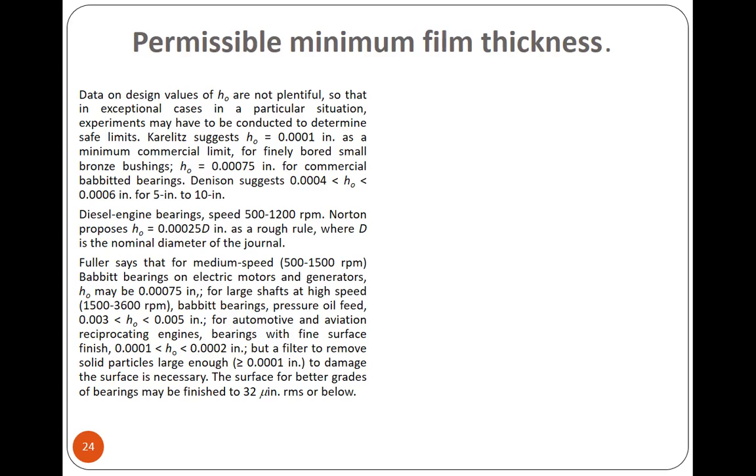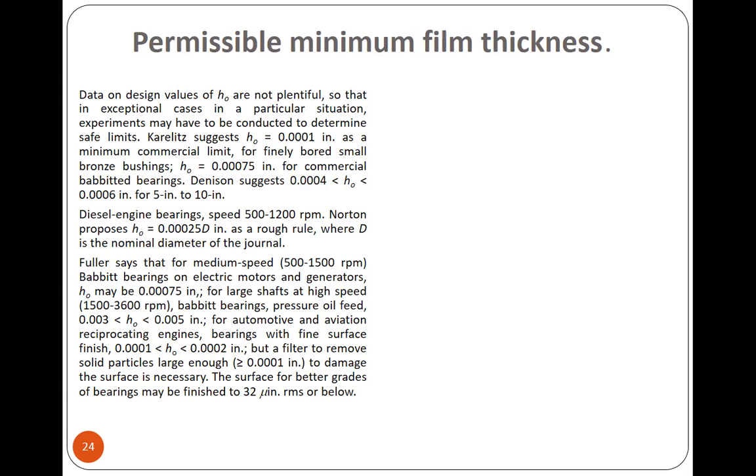The initial suggests h_o from 0.0004 inch to 0.006 inch for 5 inch to 10 inch diameter diesel engine bearings, speed 500 to 1,000 RPM. Norton proposes h_o is equal to 0.00025 D as a rough rule, where D is the nominal diameter of the journal.